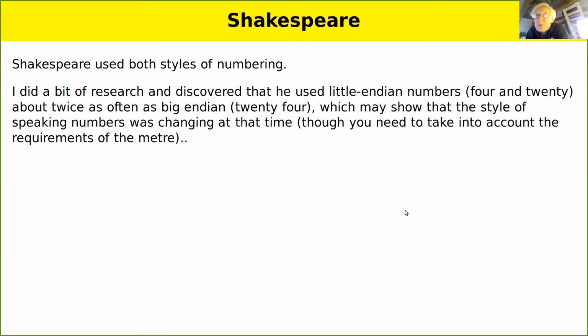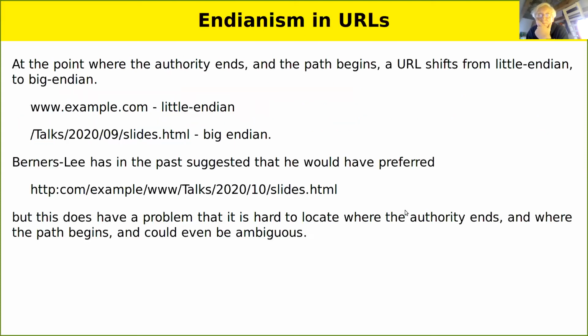In fact, Shakespeare used both styles of numbering. I did a check. I looked through all his plays, and I found that he used the old style Little Endian numbers like 4 and 20 about twice as often as Big Endian. So that may indicate that it was around his time that numbering was changing. Although, of course, you have to also take into account the requirements of the meter. So he may have chosen one form over the other just to make the meter better.